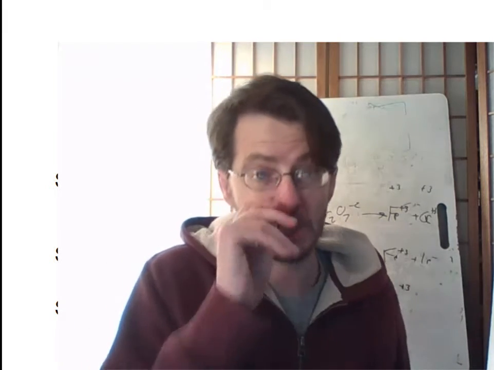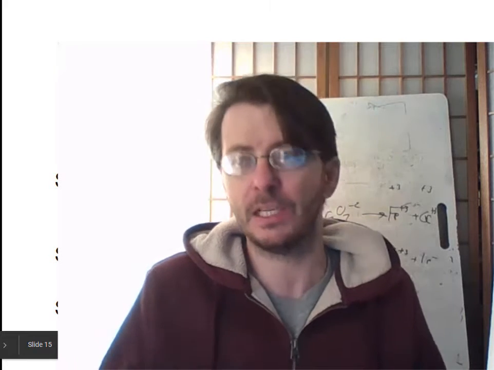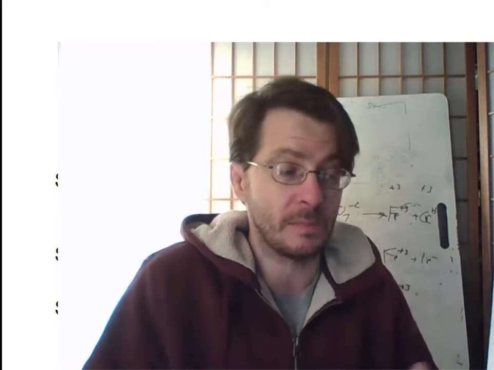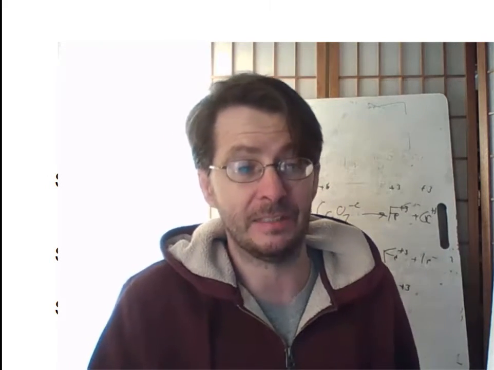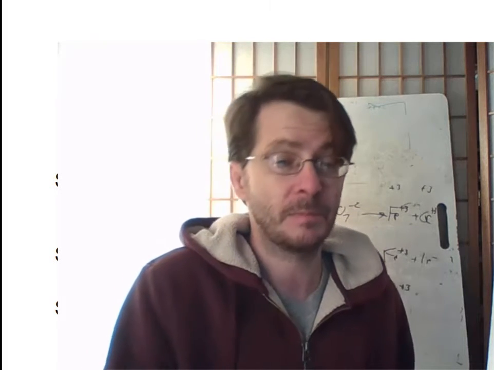So let's check. Let's try this. We take a look at this one. This one would be kind of balanced according to Chem 1 ideas. It's got one iron on this side, one iron on this side, one chromium, one chromium. That would be awesome, except it's not done. In a redox reaction, you also have to balance the electrons.